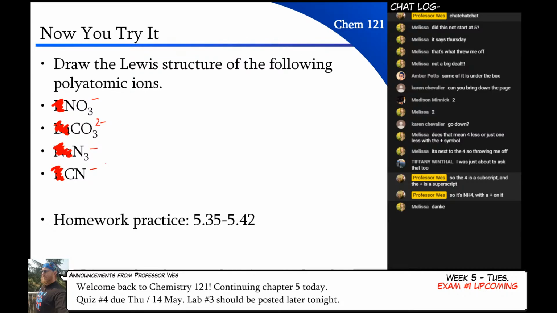Now for all of these, you should have a central atom. Even N3, one of the ends will just go in the middle. Don't loop them around in like a circle or a triangle, because you'll get the wrong answer. That's why. Go ahead and draw these, and we'll go over the answers in just a bit.